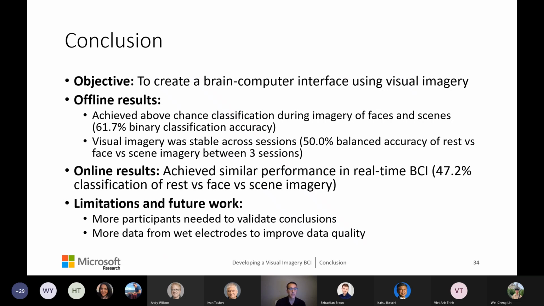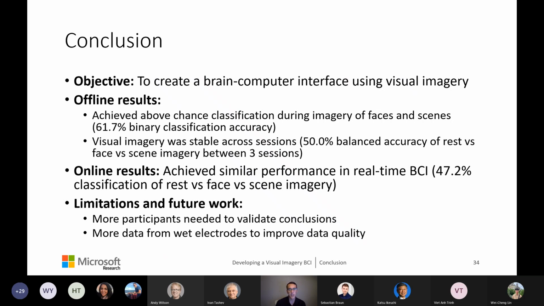We also saw that the visual imagery was pretty stable across sessions. So we had 50% balanced accuracy of rest versus face versus scene between those 3 sessions. And one thing I forgot to mention before was that during these 3 class classification on the offline stages here, I was using balanced accuracy instead of just the standard classification accuracy.